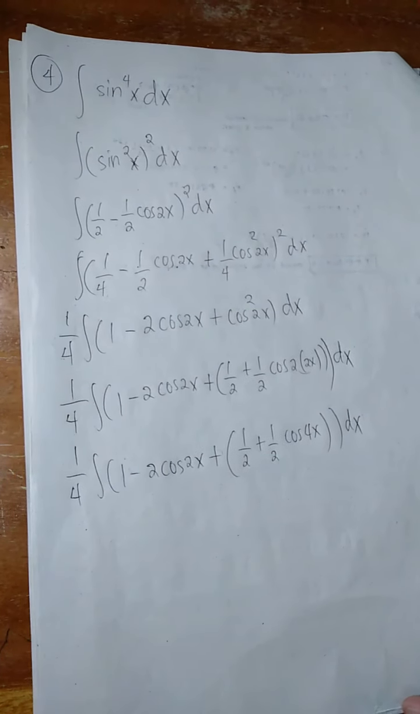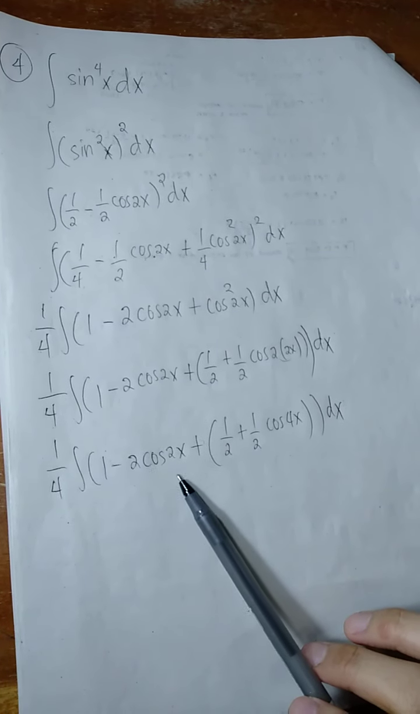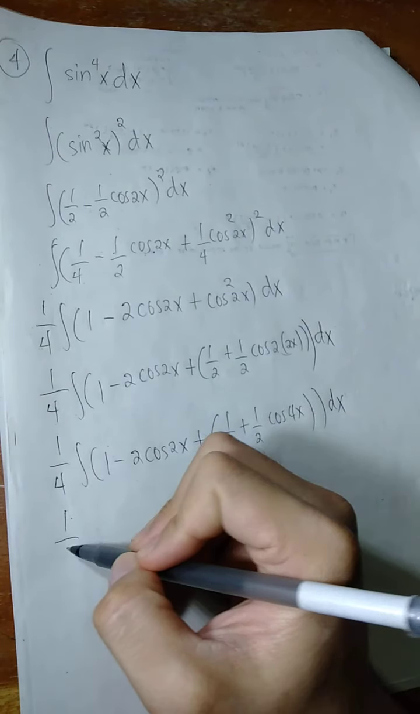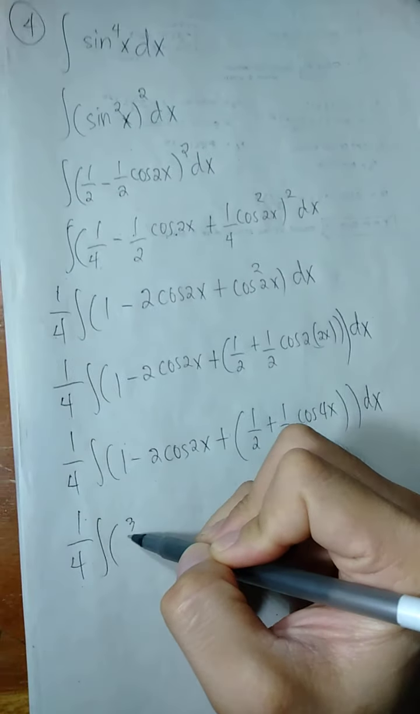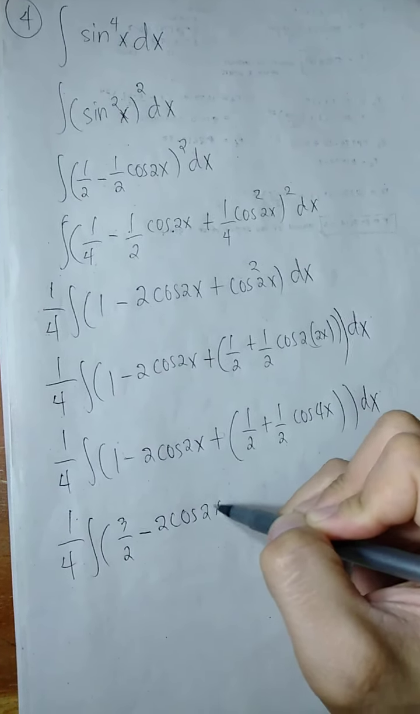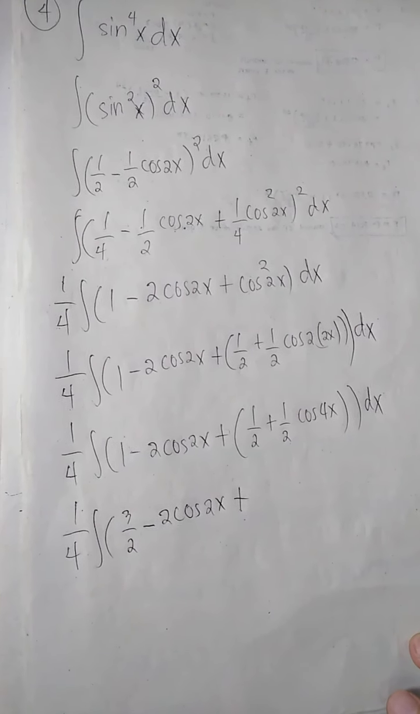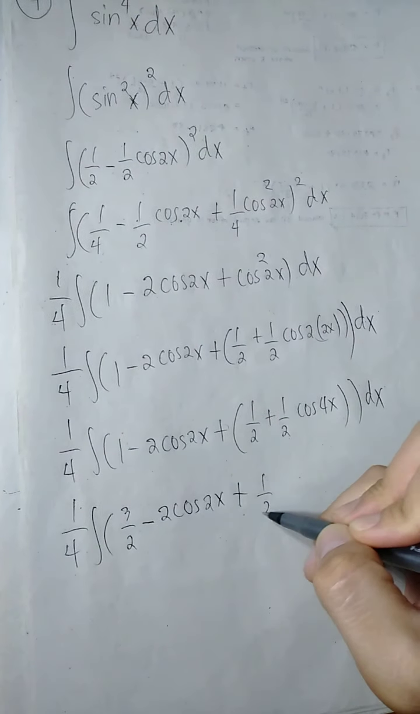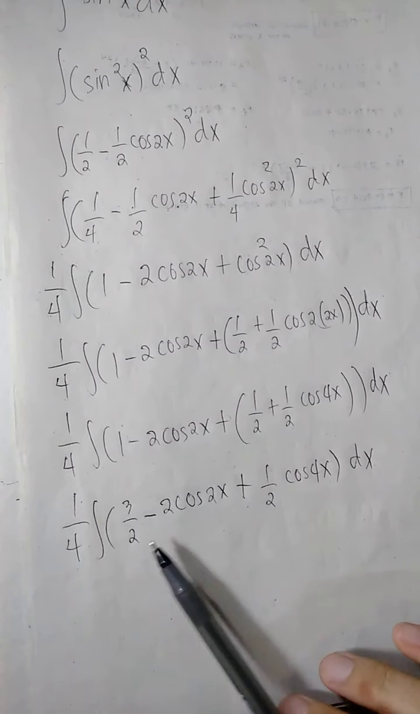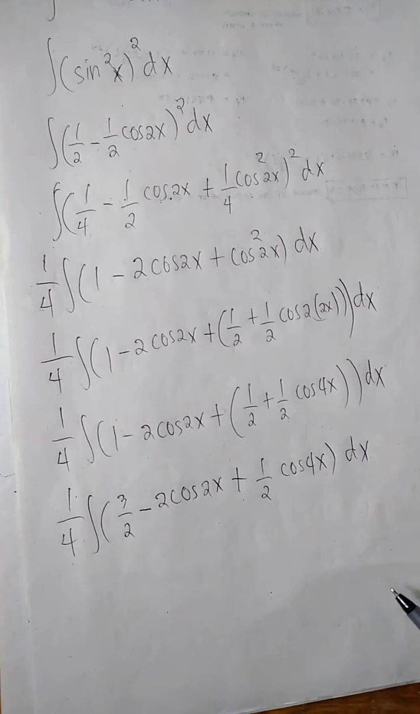Okay, so, what's next? So, we can tanggalin natin yung parenthesis dito. So, of course, pwede mag-add, 1 plus 1/2, 3/2 na. So, 1/4 integral of 3/2 minus 2 cosine 2x plus 1/2 cosine 4x. At pag-check natin, this is integrable. So, pwede na integrate. Ito rin, tsaka ito. Di ba? So, pwede na siya integrate lahat.